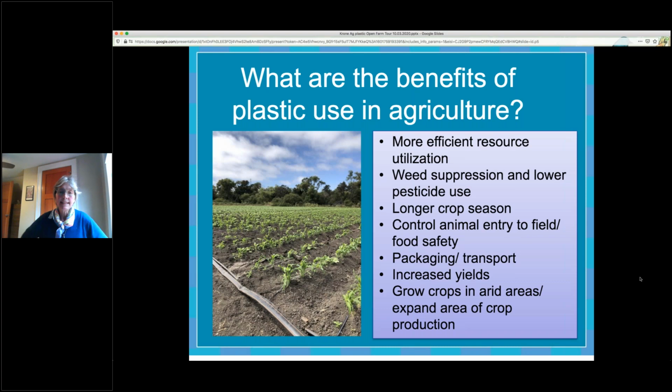And the reason plastic has so many uses is that it has so many different characteristics. There's not just one type of plastic, there are many types of plastic. It's relatively inexpensive. It can be made to perform many different functions, and it's really important to crop production. It allows us to use our resources more efficiently.